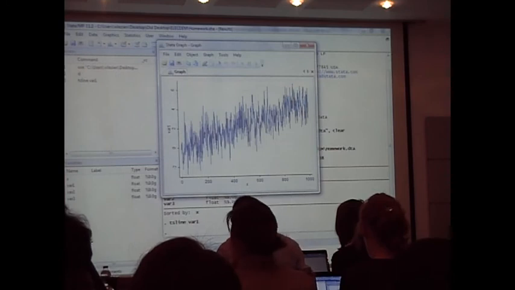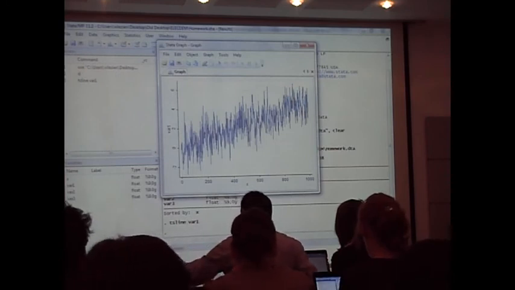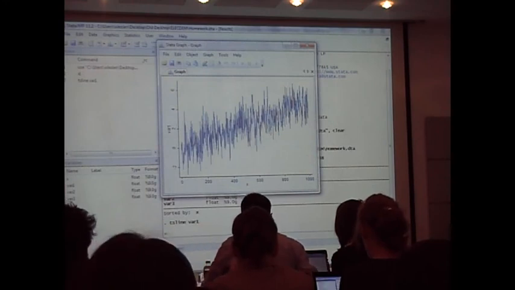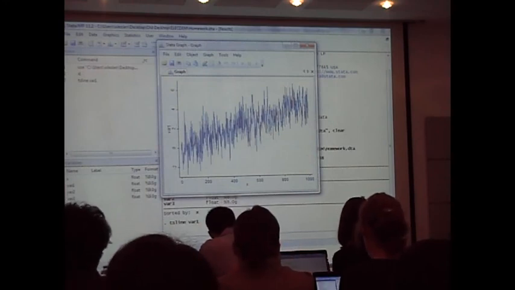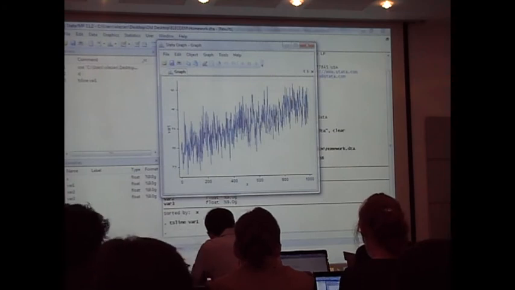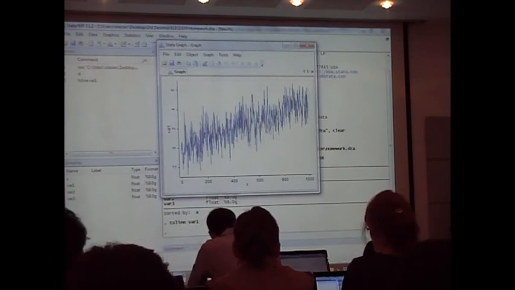Just random flips of points, right? What produces trend? Something non-random. That's the best way to think about it. It's non-random. It's systematic, right? That's what it looks like we have here. It looks like we have some trend.